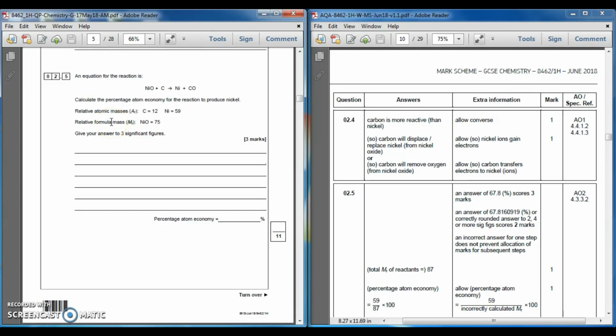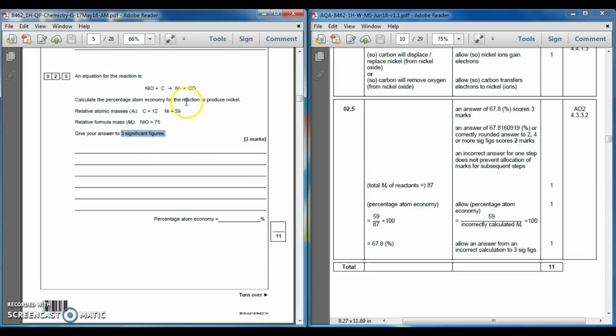Question 2.5. First thing to notice here, we're looking for an answer to 3 significant figures, and if you didn't do it to 3 significant figures, then the most you're going to score is 2 marks. The other thing to notice here is that whenever you see that you're given stuff like this, where you get the atomic numbers and the mass numbers, you can start adding them together to get something. And if we look at where the marks are on the mark scheme, first thing is for getting the total MR of the reactants, and that was by adding the nickel oxide and carbon together.